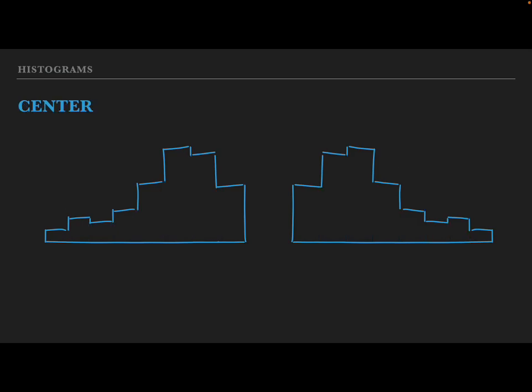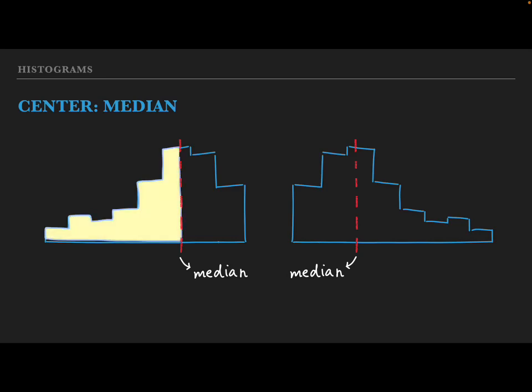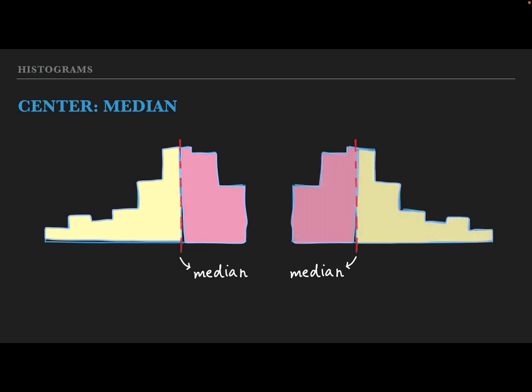Now let's move on to the center of a histogram, namely the median and the mean. We've already introduced the median and the mean in the video of measuring the center of a distribution, so you might want to review that video before we go on. In a histogram, or in fact any distribution, the median divides the area of the graph into two equal halves. Right here, the left side of the median has the same area as the right side. The same goes for this graph too. These two areas are equal.